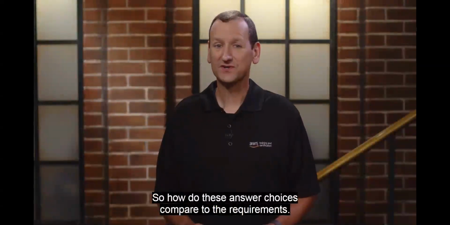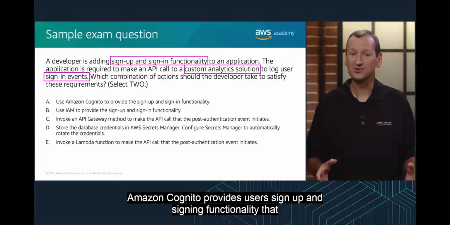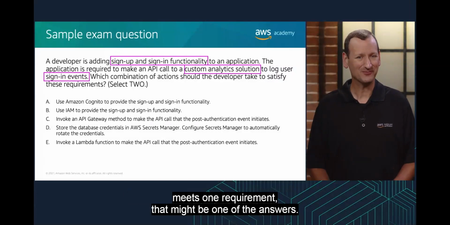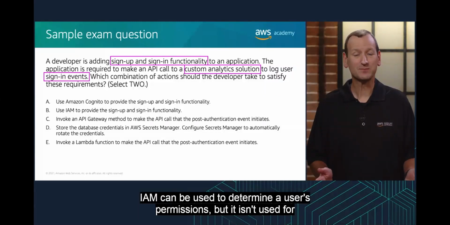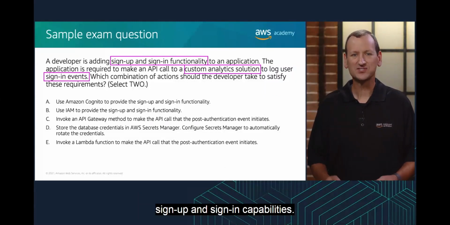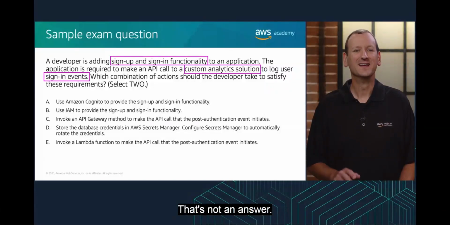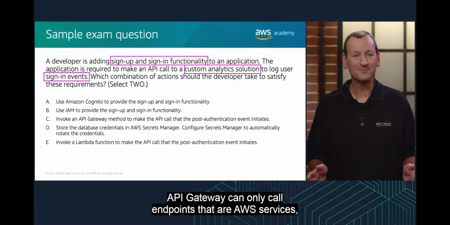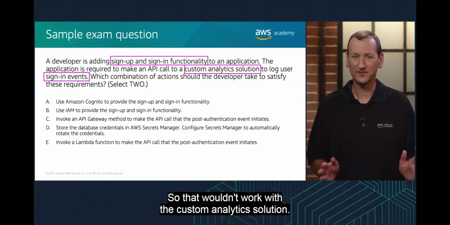So how do these answer choices compare to the requirements? Amazon Cognito provides user sign-up and sign-in functionality, so that meets one requirement. That might be one of the answers. IAM can be used to determine a user's permissions, but it isn't used for sign-up and sign-in capabilities. That's not an answer. API Gateway can only call endpoints that are AWS services, Lambda functions, or an HTTP web page, so that wouldn't work with the custom analytics solution.